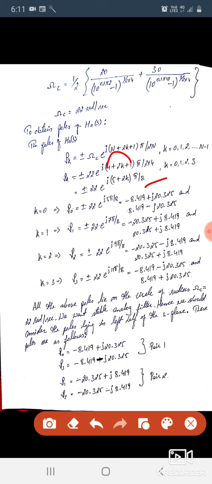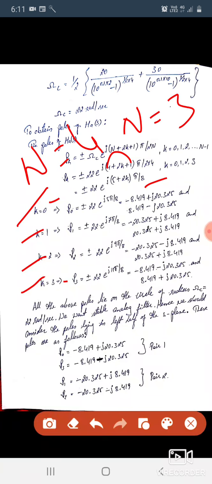Then we have to substitute k equals 0, 1, 2, 3. How is k defined? It depends on the order. If n equals 4 then k is 0 to 3. If n equals 3 then k is 0 to 2. Based on the order, we choose that many k values. Here it is written that k varies from 0 to n minus 1.